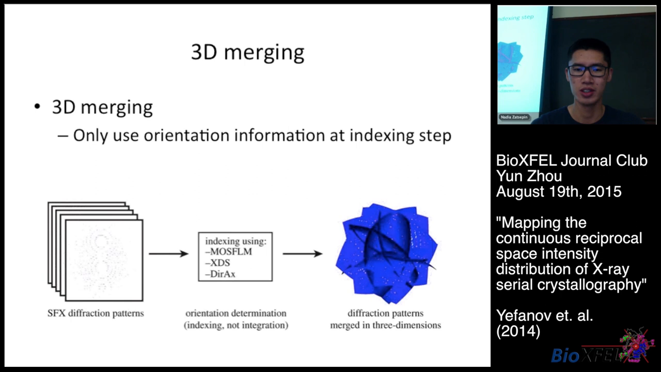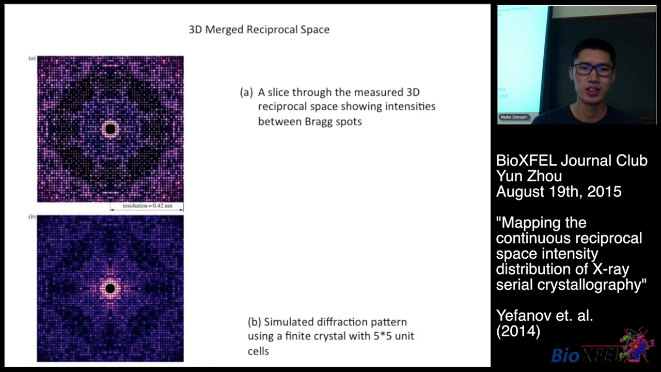So the refinement step is the same for 2D for the two methods, not the same. But the only difference is here. We only use the orientation information at this step to merge first, and then we do scaling, and then we do refinement. So here are some results from the paper.